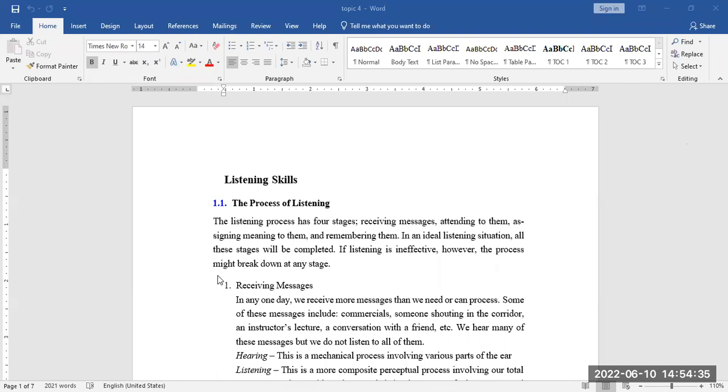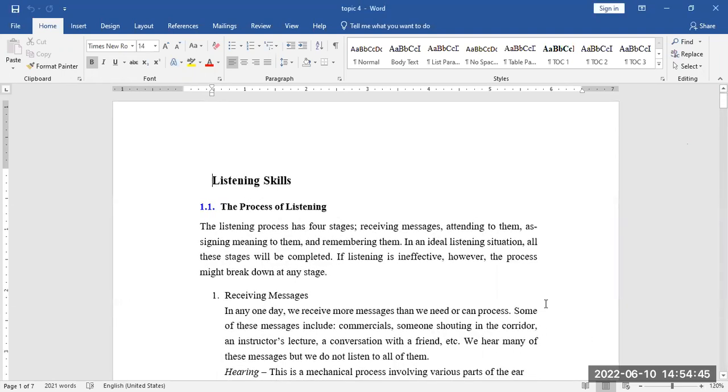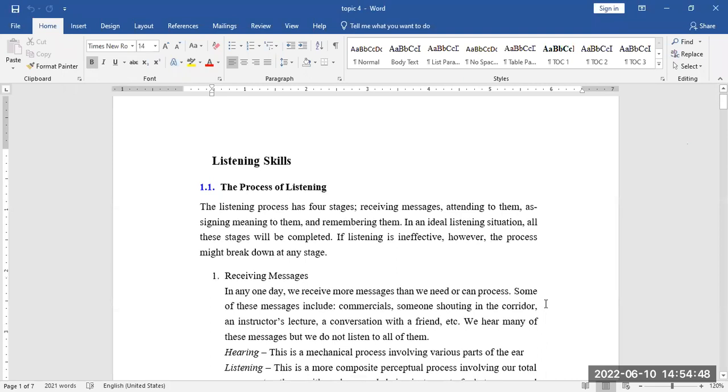Today we are focusing on topic 4, a topic known as listening skills. Let me zoom so that those who are using mobile phones can see. Now, when you talk about listening, listening is simply a process. But sometimes you might take it as if it's not a process, as if it's automatic. From today, henceforth, you must realize that listening is a process, and the listening process has 4 stages.